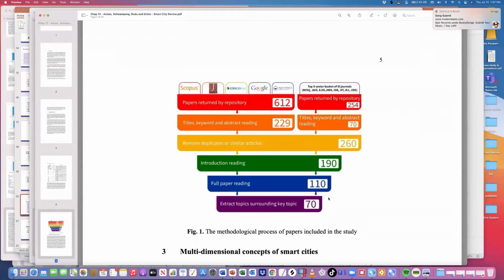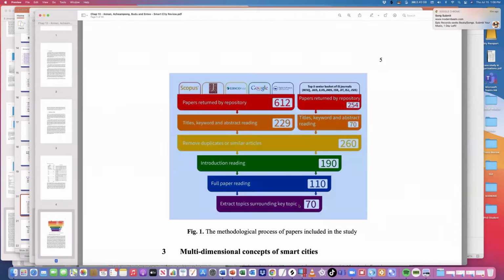Nowadays, the people who have been publishing reviews try to do this diagram so that it makes it more methodical for you to see that the work went through a scientific process. So when you search, you got 612 from here, then 254 from the senior basket. Then after title and keyword abstract search, you got 229. Then after title and keyword abstract search, you got 70 here. Removing duplicates, 260. Introduction reading, 190. Full paper reading, 110. Extract topics around the key topic we want to do, 70.